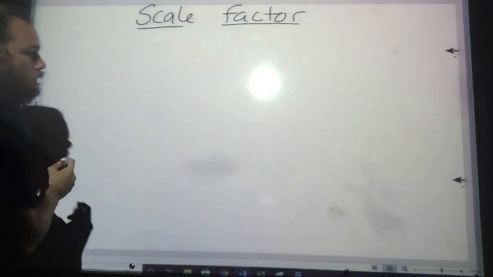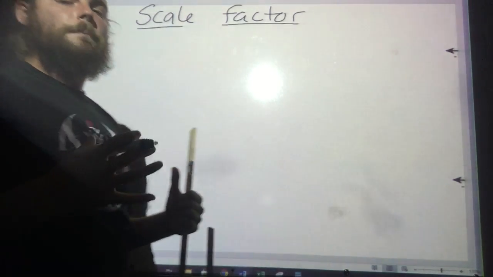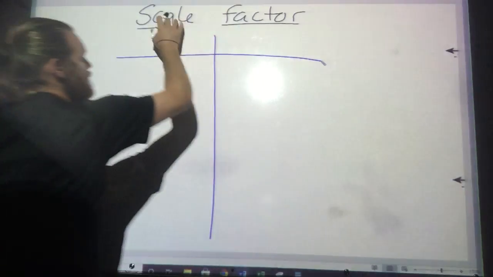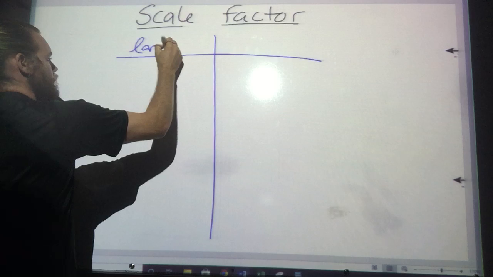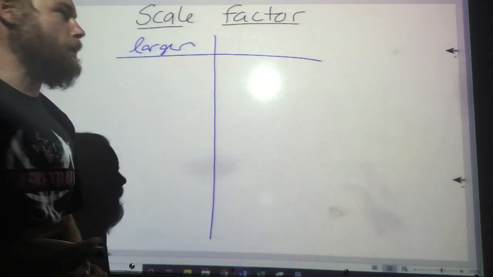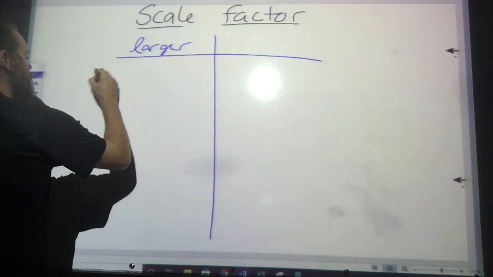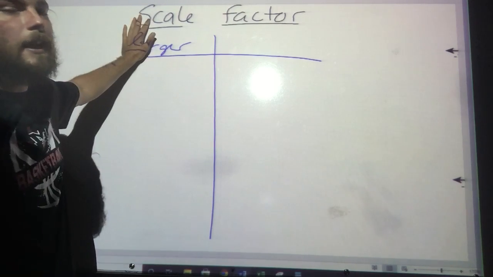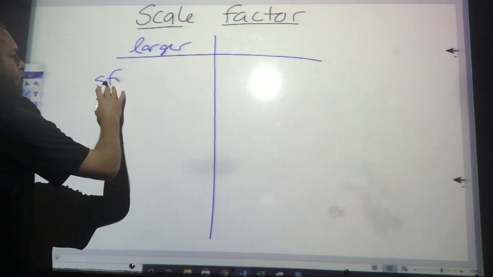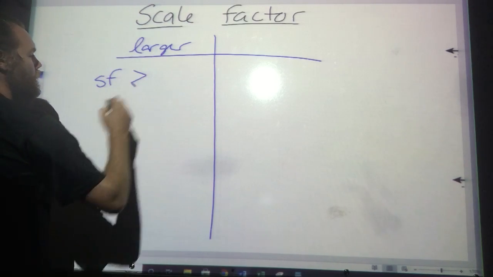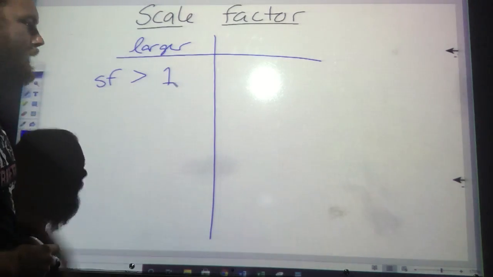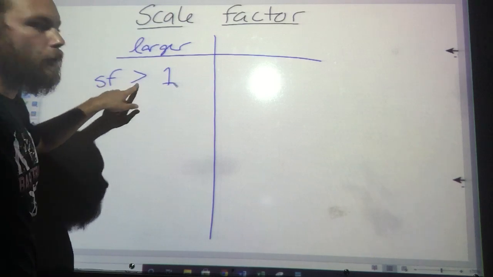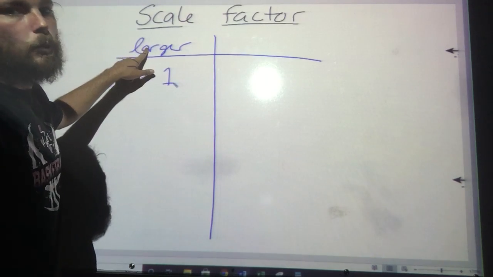So, before we get into any of those examples, we need to talk about scale factors, okay? There's two different types, okay? One that creates a larger image and ones that create a smaller image, okay? So, if you want to create a larger image, your scale factor, I'm just going to put SF for scale factor. If you see SF, that simply means scale factor. I just don't want to write the entire word out. So the scale factor must be larger than 1. Okay, that's what that means. The scale factor must be bigger than 1. If your scale factor is over 1, your image will get bigger.